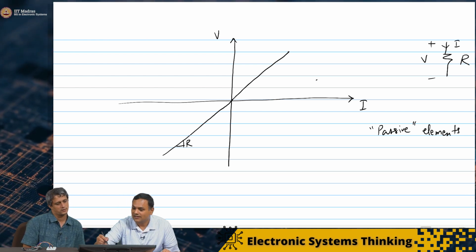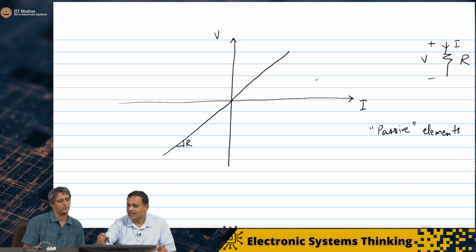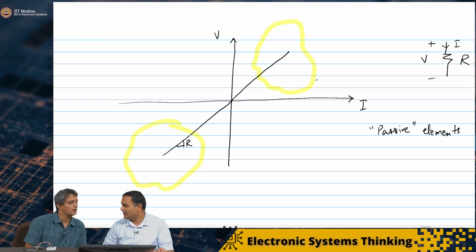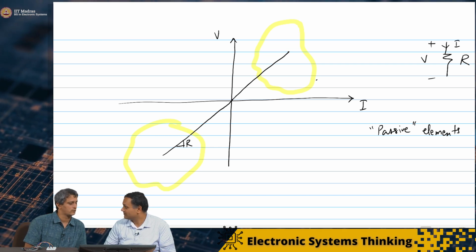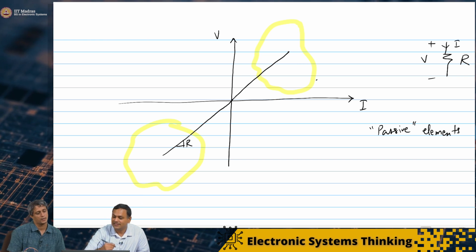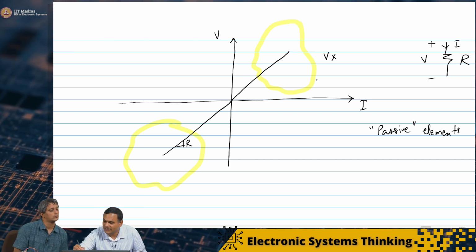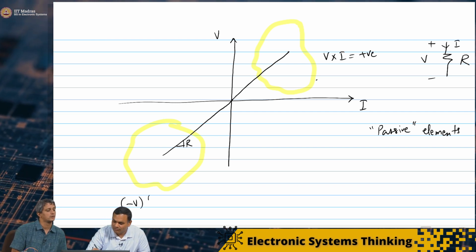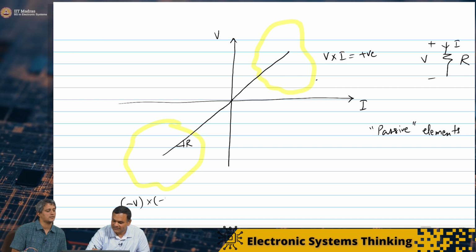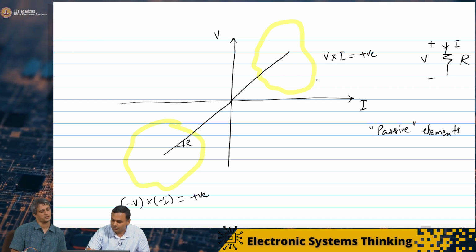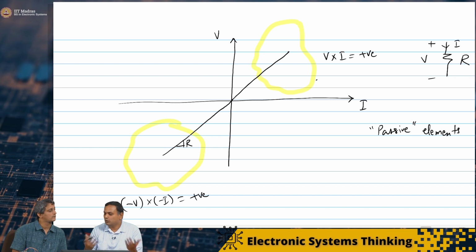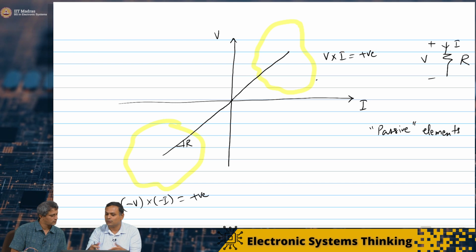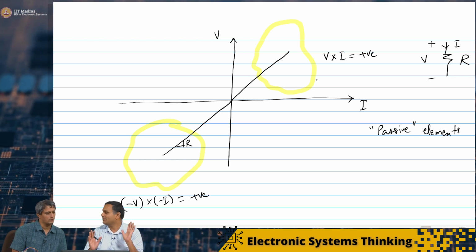is that any element, not just a resistor, any element that occupies these 2 quadrants, by definition has to be passive. The reason for that is because V times I is positive in the first and third quadrant, and you have minus V times minus I here. This is also positive. So in fact, any 2 terminal element whose VI characteristic occupies only the first and third quadrants is completely passive.